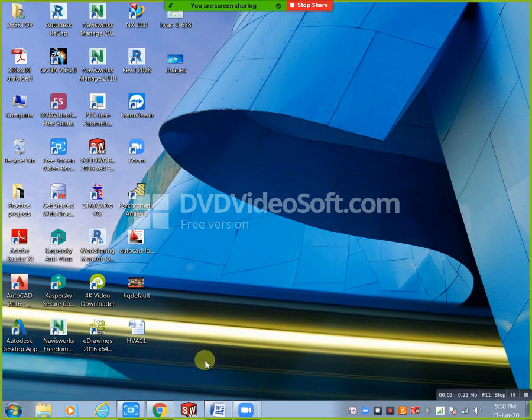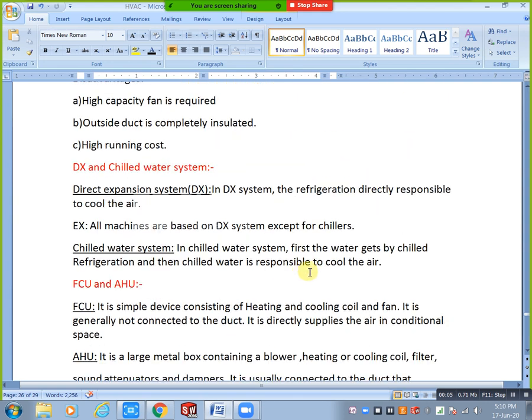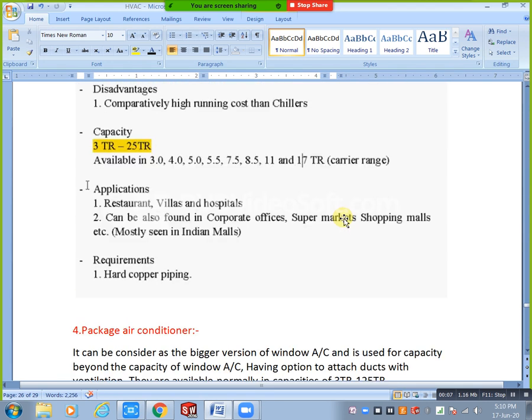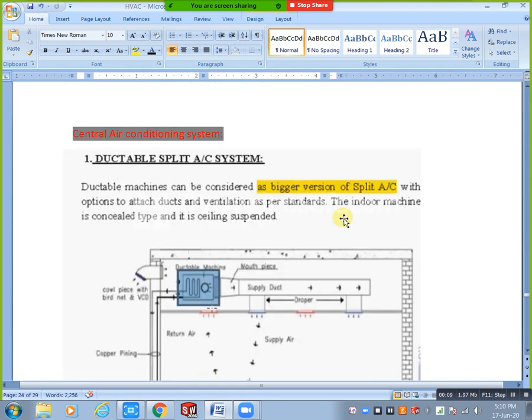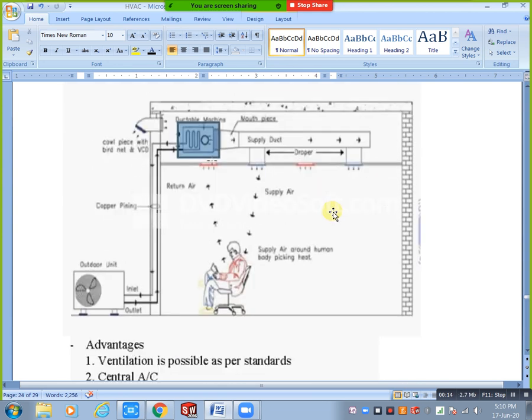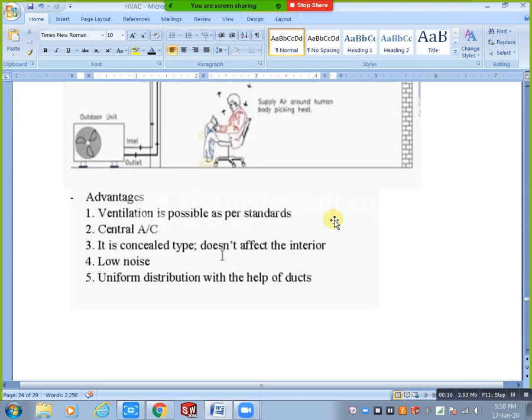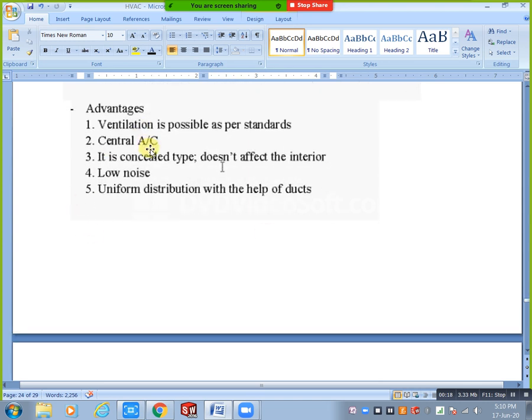Yes, you can see. Last class we completed up to our theory, I think ductable split AC system, right? In these ductable split AC systems also we have two. These are advantages. Already we discussed this all, no?